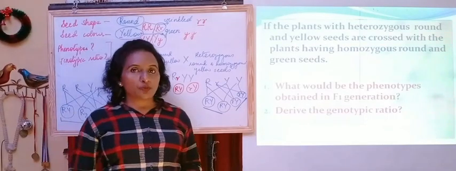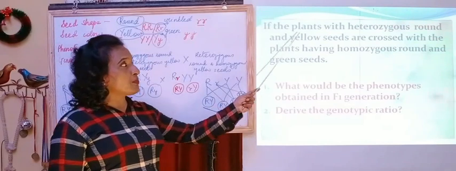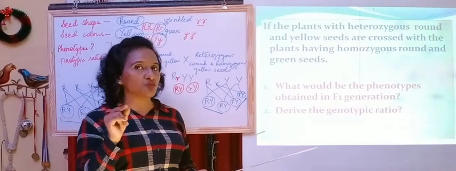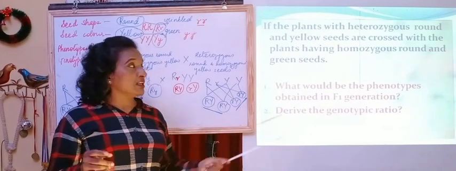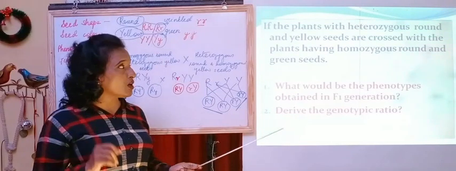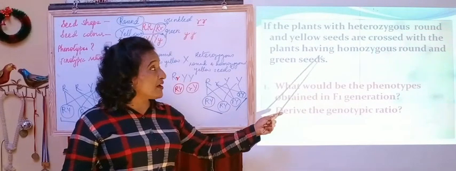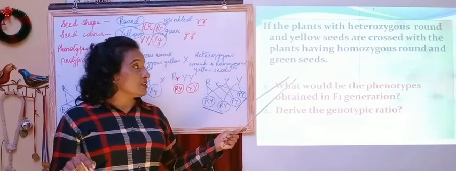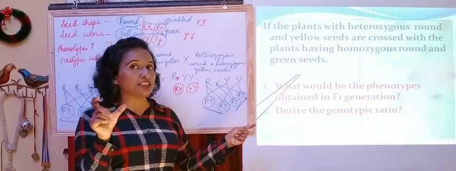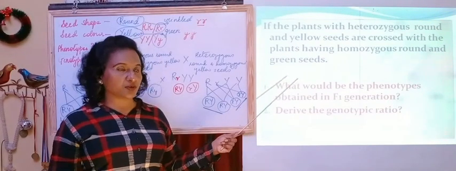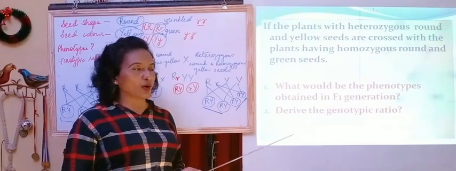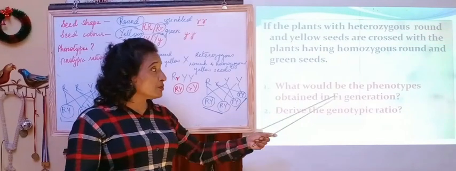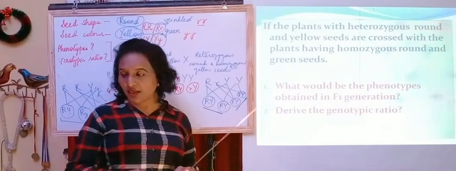Now the last problem which we will see: the plants with heterozygous round. Heterozygous round means it will be capital R, small r, and yellow seeds. That means both are heterozygous, capital Y, small y, are crossed with the plants having homozygous round, that is capital R, and green seeds. Green seeds is the recessive trait which they have asked, so it will be small y, small y. We will see now what phenotypes would be obtained, and also the genotypic ratio.